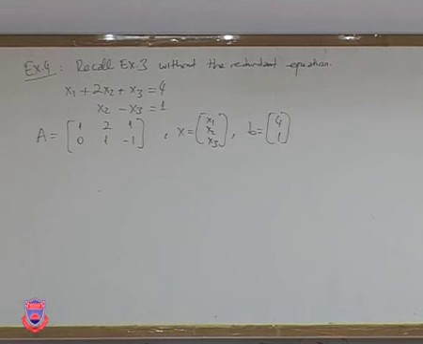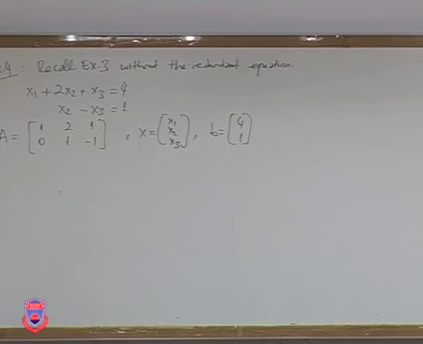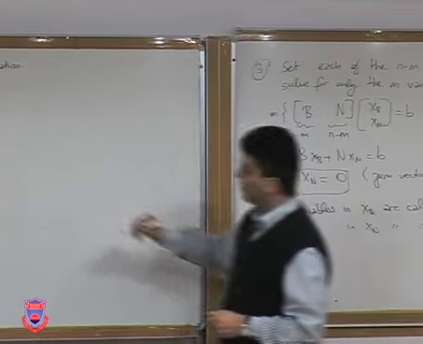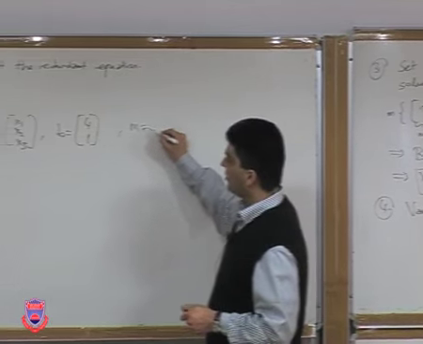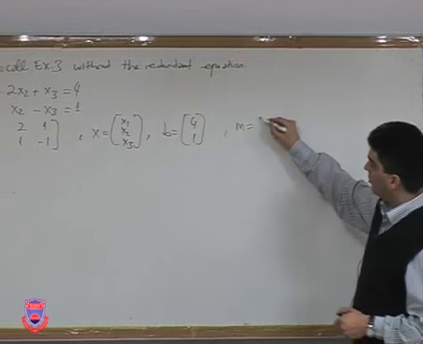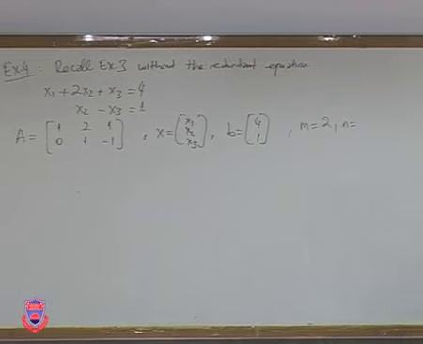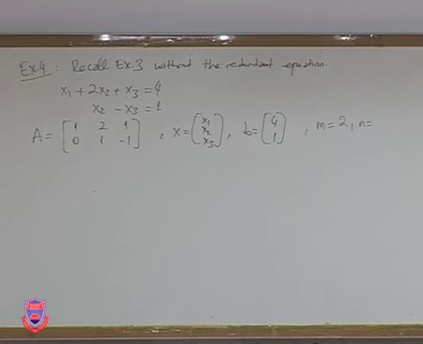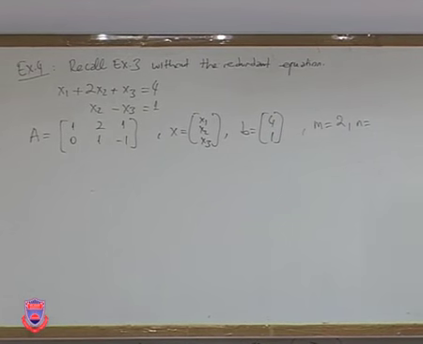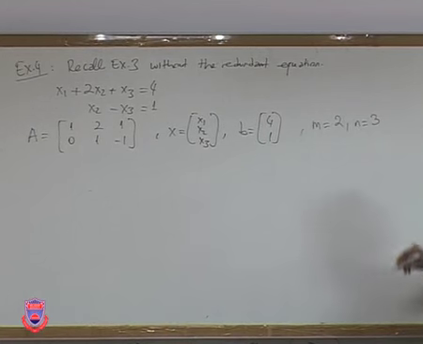So if I go back to my general description, what is m in this case? m is the number of equations, so m is equal to 2. What about n? n is the number of unknowns, so n will be equal to 3, right? So basically, m is equal to 2 and n is equal to 3.